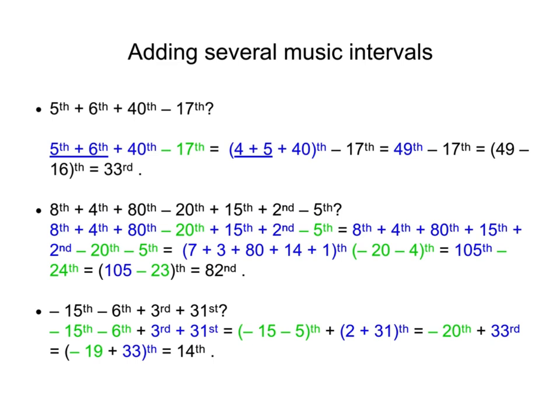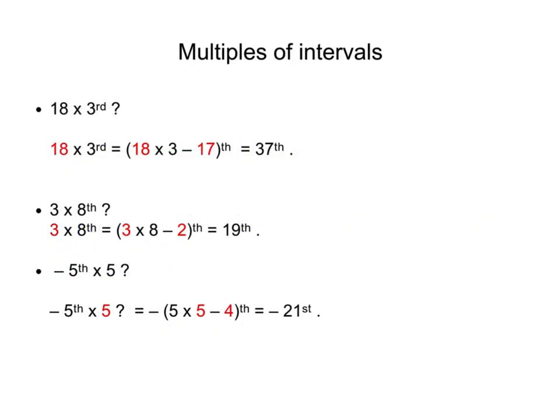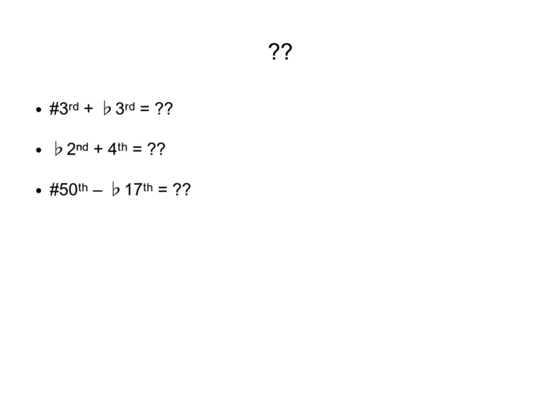Previously we saw how to add intervals when we do not care about chromaticism, if you remember. We also learned how to multiply them. For example, we treated all thirds the same whether they were diminished, major, or augmented. How do we add intervals when we are distinguishing between the types of intervals? How do we add an augmented interval to a diminished interval, etc.?